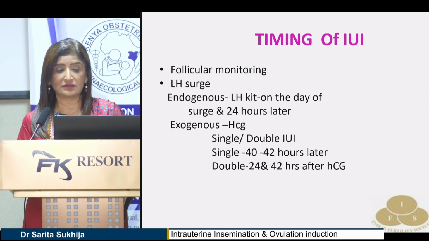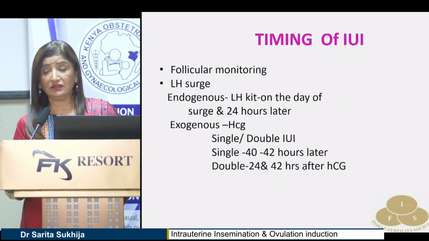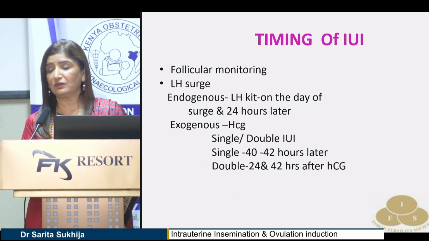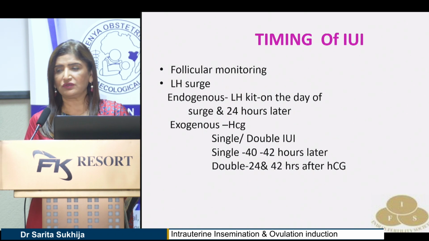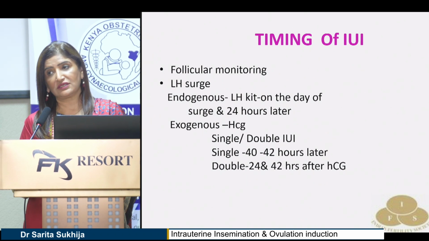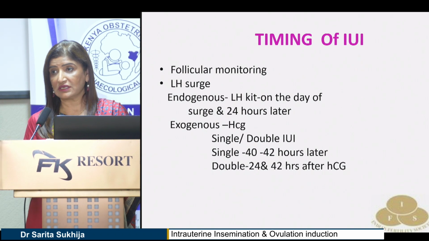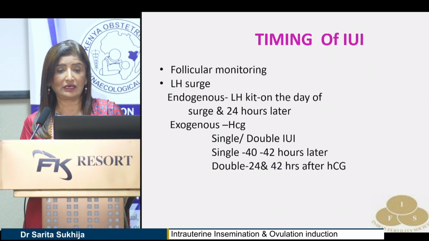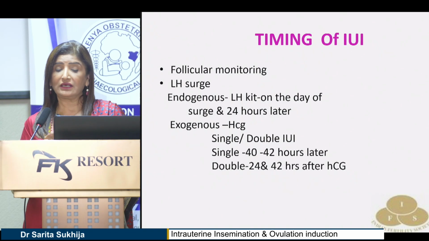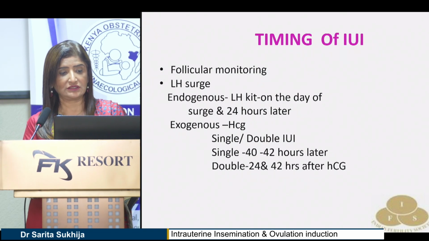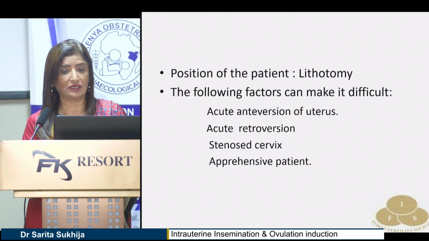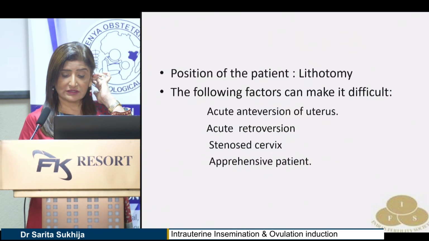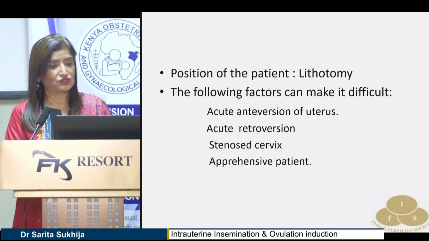There is something about single and double IUI. The double IUI is preferable only in those patients where the sperm counts are lower, say between 5 to 10 million, and the patient is not willing for IVF. In those cases, double IUI can be done. The first IUI should be done at 24 hours and the second one at 40 to 42 hours after the HCG. The single one we usually time at 40 to 42 hours, for the reasons I have already discussed in the previous lecture.